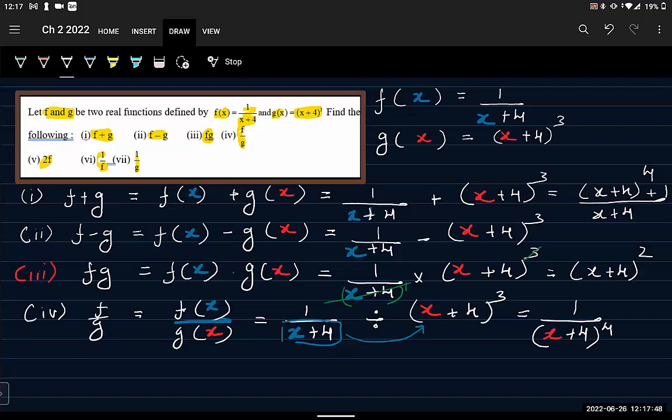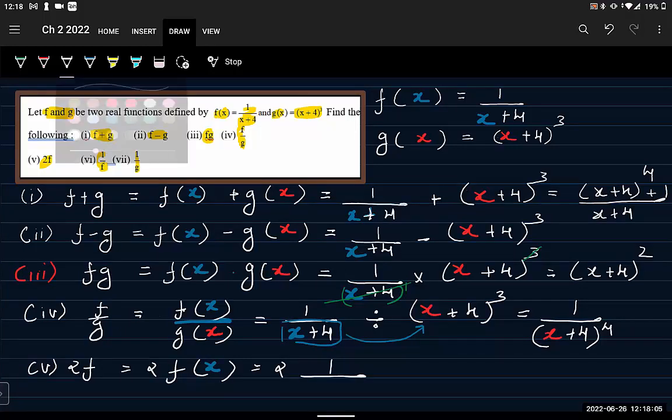Now let us move to the next sub question, the fifth one, which says 2 times f. So this is 2 times f of x, which is equal to 2 times 1 upon x plus 4. So that is 2 upon x plus 4.